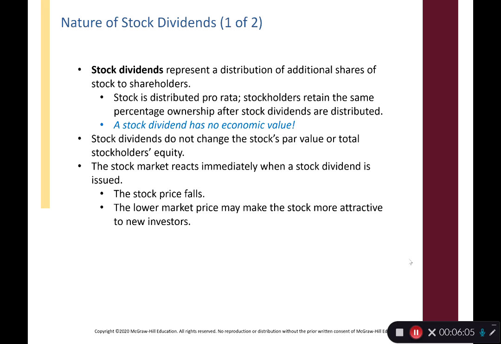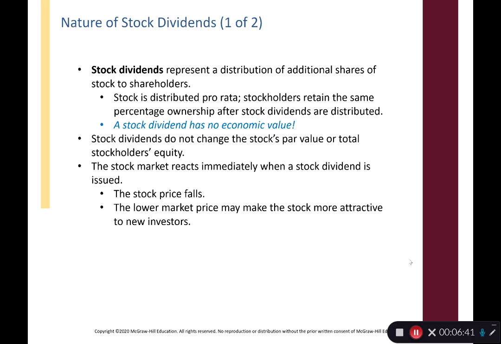So stock is distributed pro rata, which means if you own 10% of the outstanding shares of the company's stock, you'll get 10% of the dividend. So what that means is at the end, the stockholders have the same ownership percentage before and after the stock dividend is distributed. A stock dividend has no economic value. Basically what happens is, as additional shares are issued in the stock dividend, the market value of the shares goes down. So you end up with no more or less than you had to begin with.